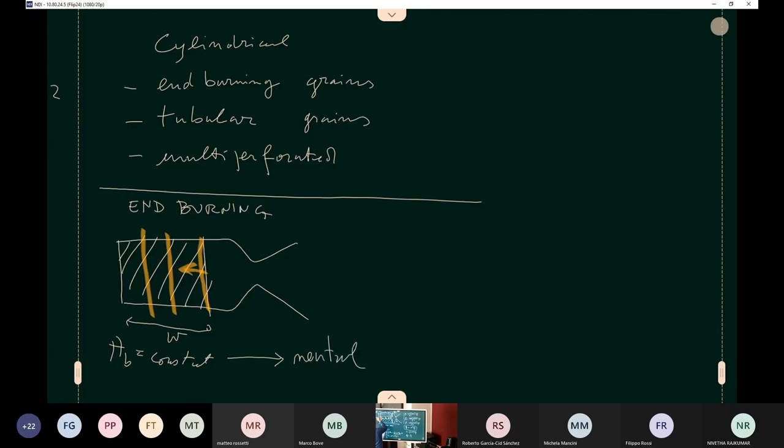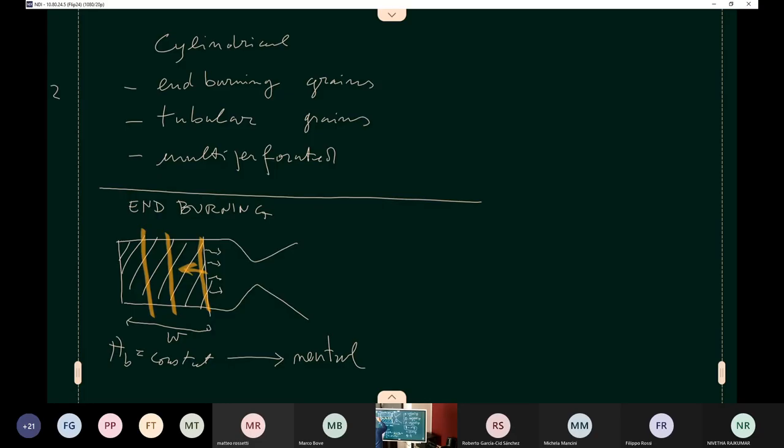So this is a neutral grain, which has good properties in general. We don't expect erosive burning because the velocity of the gases is in this direction. There is no convective flow along the surface. And you can also see that we have a high volumetric loading fraction because we can fill our propellant without holes within the case. So we expect a very high volumetric loading fraction, between 90% and 95%. And you also expect, in principle, that we have no residuals.